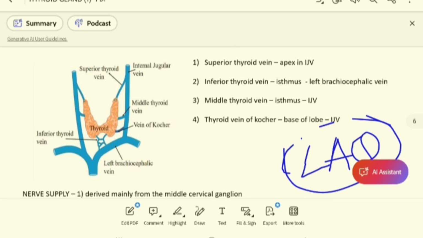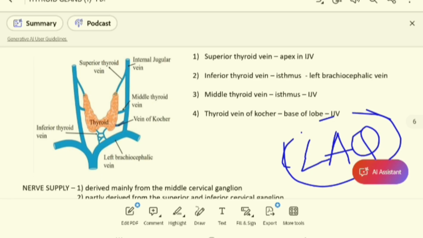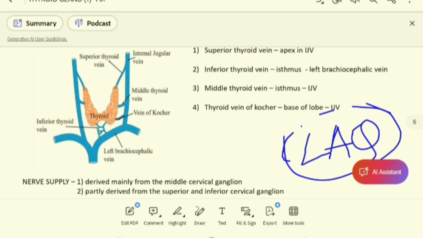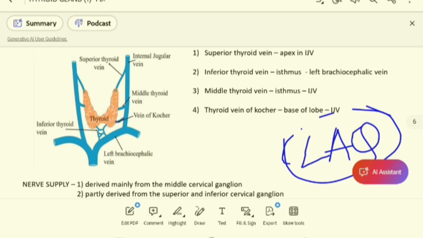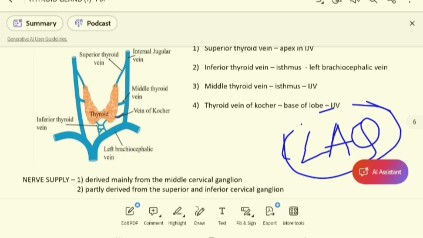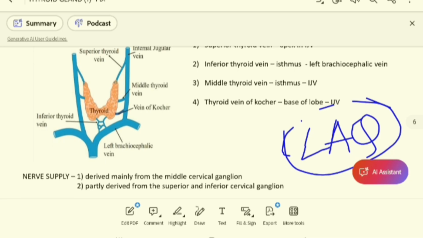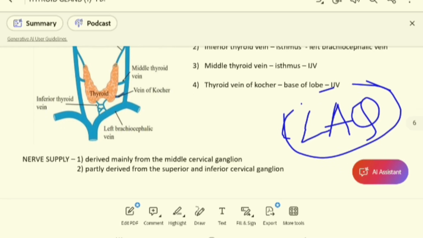So now coming to the superior thyroid vein. It drains from the apex into the internal jugular vein. Please remember the diagram. The diagram here is very important and very easy also. Inferior thyroid vein goes from the isthmus into the left brachiocephalic vein. Middle thyroid vein goes from the lobe into the internal jugular vein. Thyroid vein of Kocher, at the base of the lobe, goes into the internal jugular vein.